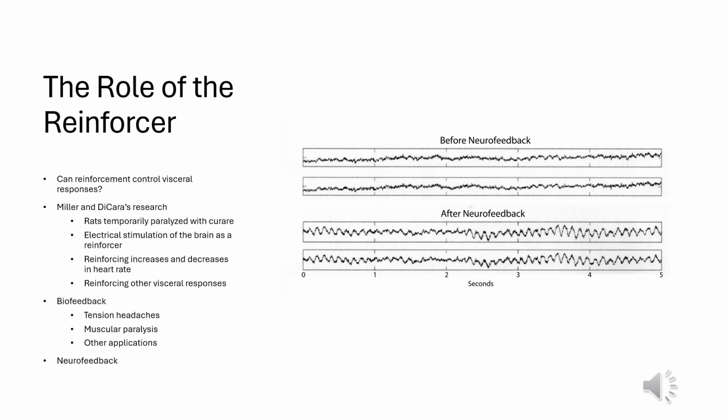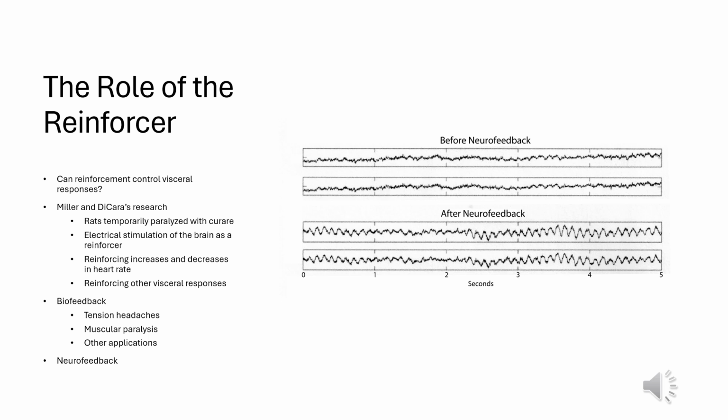So let's first answer this question. It says, can reinforcement control visceral responses? The answer to that is yes. Reinforcement can control visceral responses, as demonstrated in this research by Miller and DiCara. This work shows that operant conditioning can extend beyond voluntary behaviors to influence involuntary bodily functions, such as heart rate and other automatic responses.